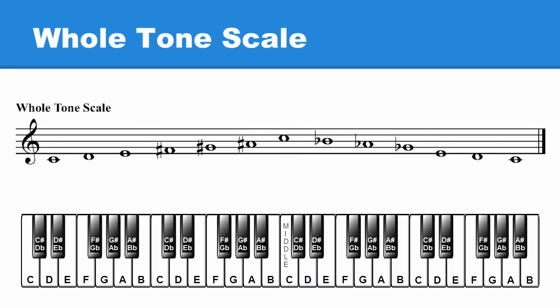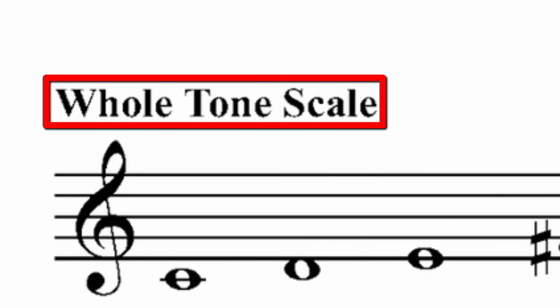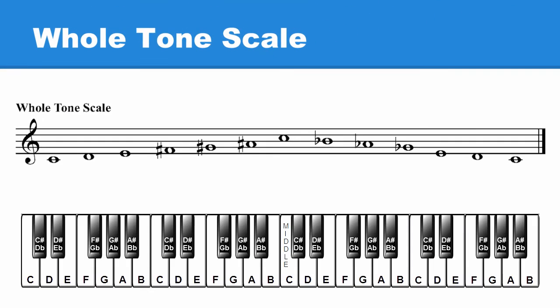If we use only whole steps, the result is what's known as the whole tone scale, which is an ambiguous, almost mystical sound. Again, we'll use sharps for ascending notes and flats for descending notes. C, D, E, F sharp, G sharp, A sharp, C, B flat, A flat, G flat, E, D, C.